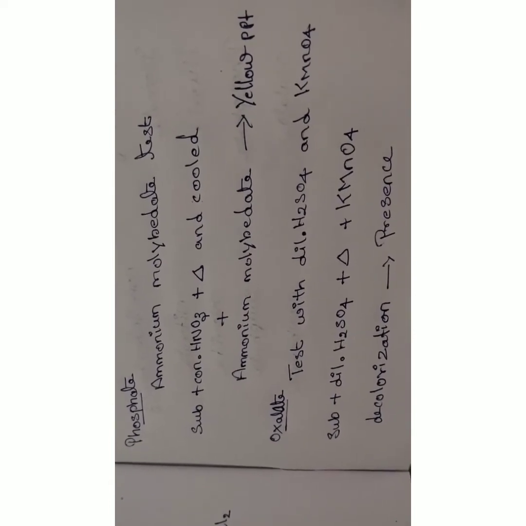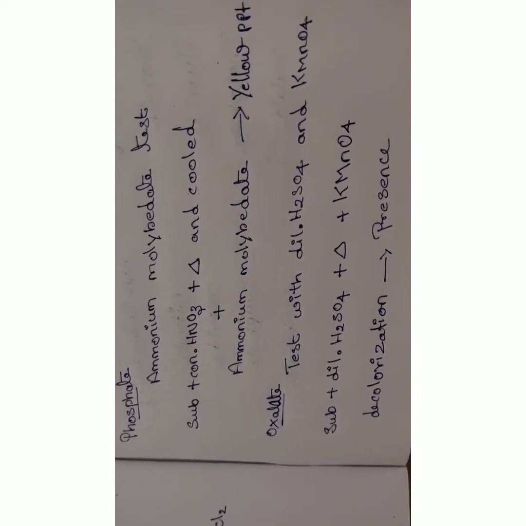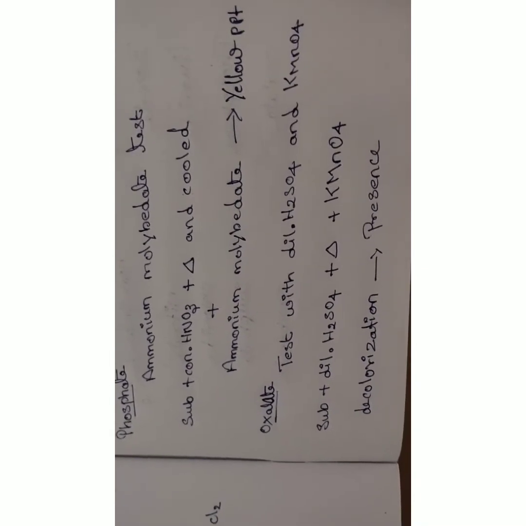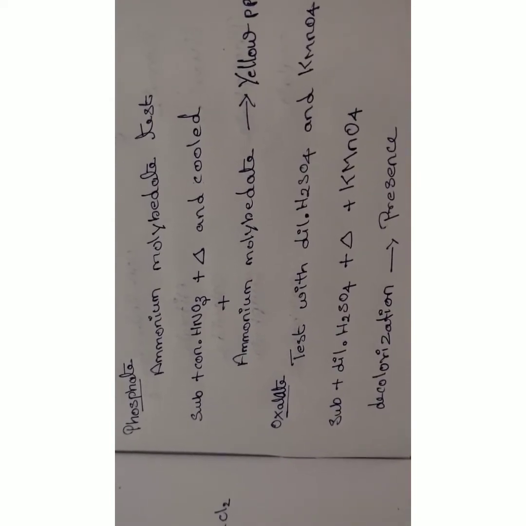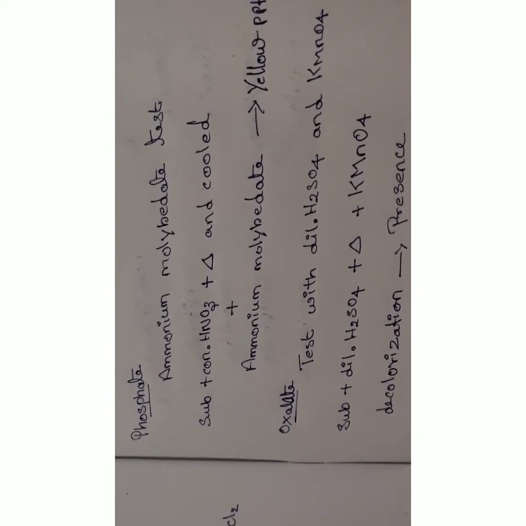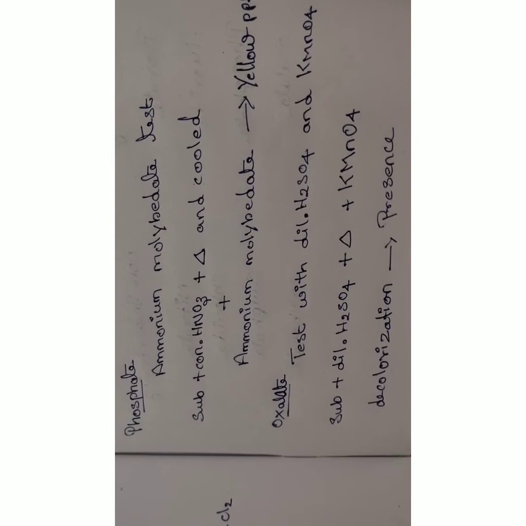Oxalate test with dilute H2SO4 and KMnO4. The substance is mixed with dilute H2SO4, that is dilute sulfuric acid, and it is heated. After heating, we have to add a drop of KMnO4 solution. If decolorization takes place, it confirms the presence of oxalate. If no decolorization takes place, it confirms the absence of oxalate.